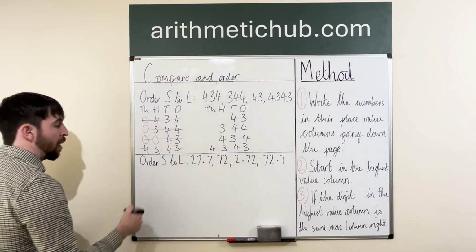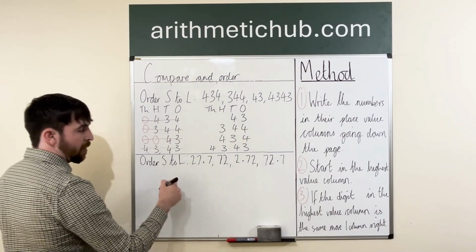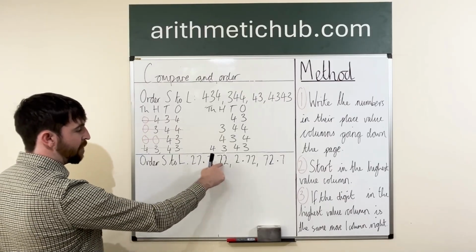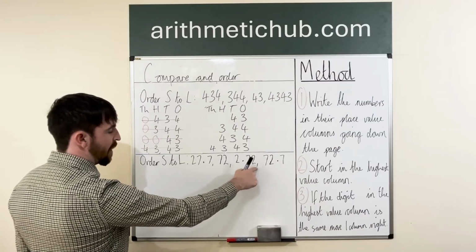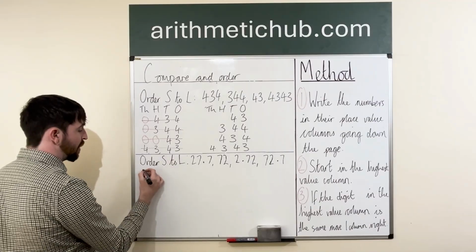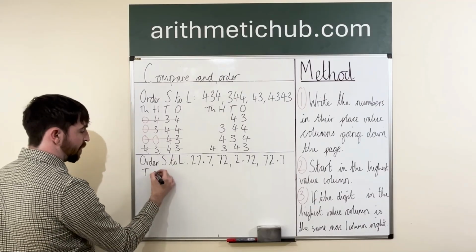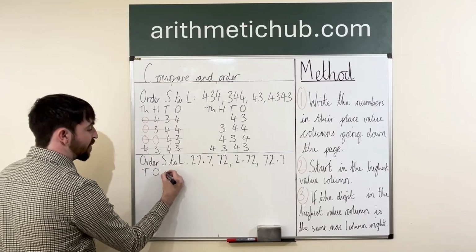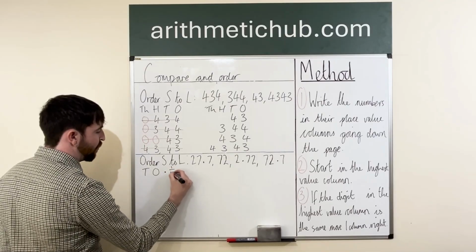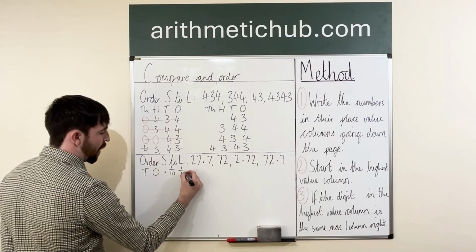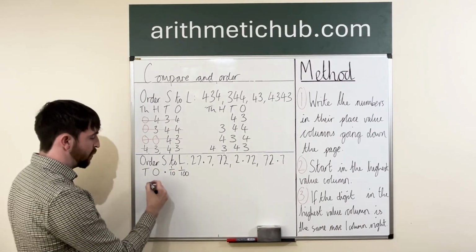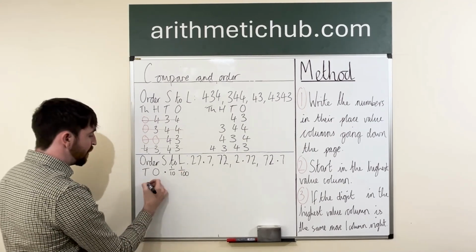Okay, so I'm going to write out my place value. I've got 27.7, 72, 2.72 and 72.7. The highest value column I'm going to need is going to be the tens. Then I'm going to have my ones. Decimal point is going to get its own column. Then I'm going to have my tenths, and then I'm going to have my hundredths. Okay? Now I'm going to write them out in the order that we've got them here.